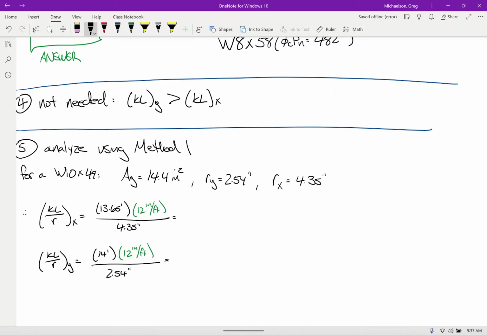Let's talk about the x-axis first and then the y-axis. 37.66. Say it again. 37.66. All right, what about the bottom one? 66.14. So, which one governs? The bottom. Bottom. And, I mean, we predicted that. We predicted that over here without even doing this, right? We knew that was going to happen.